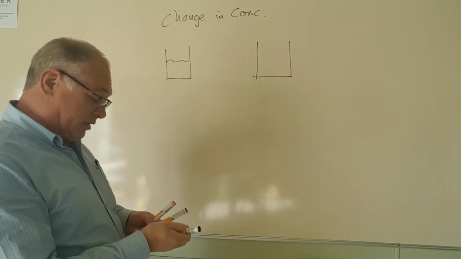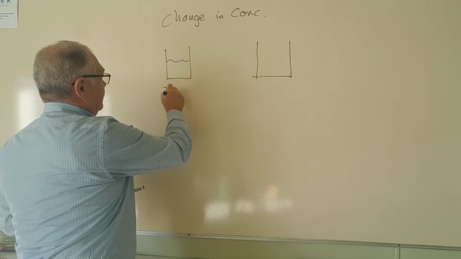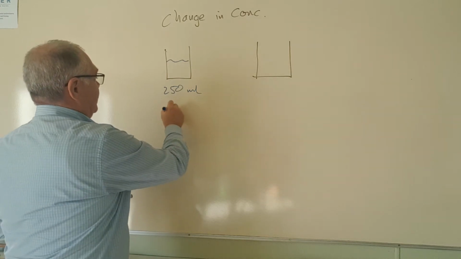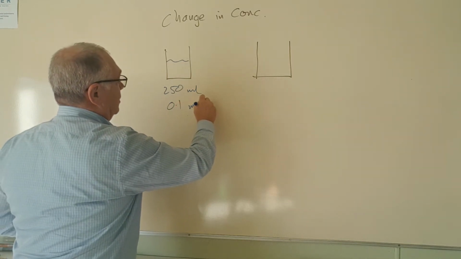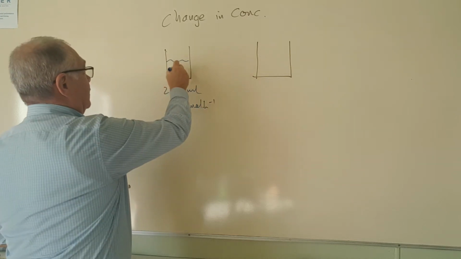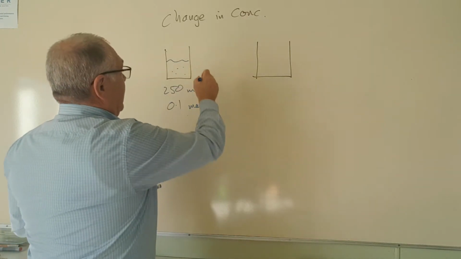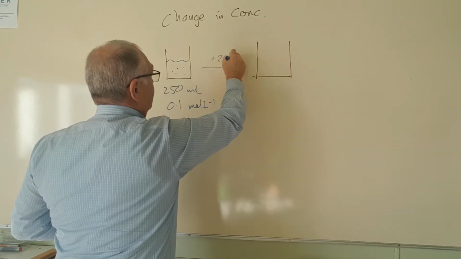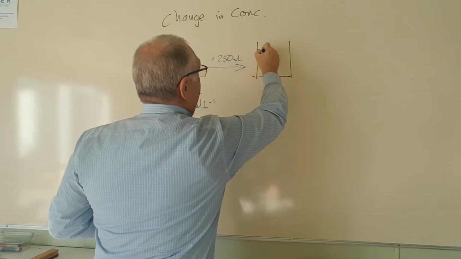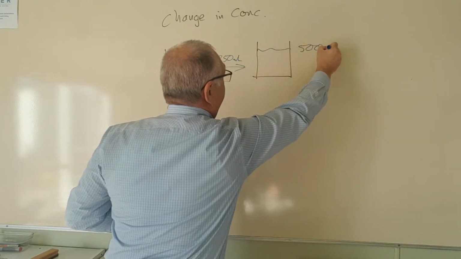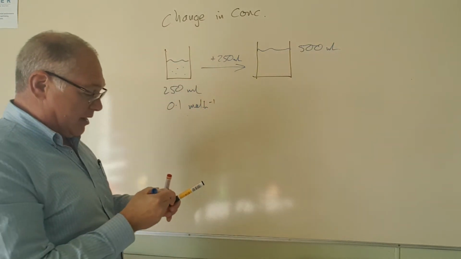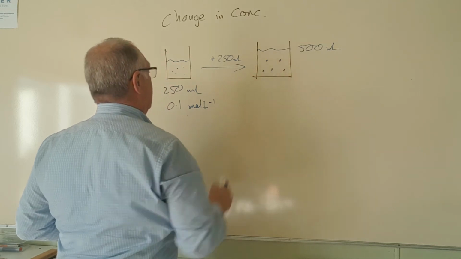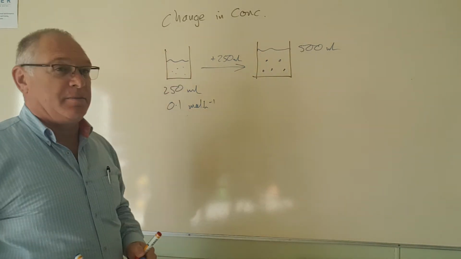So let's say that I've got a solution. I've got 250 millilitres and my concentration is 0.1 mole per litre. And so I've got some particles in here. And I add 250 mils of water. In other words, I've now made my solution 500 millilitres. Now, the number of particles in there should still be the same. I've only changed the amount of water.